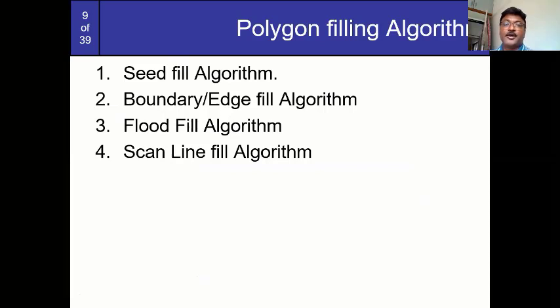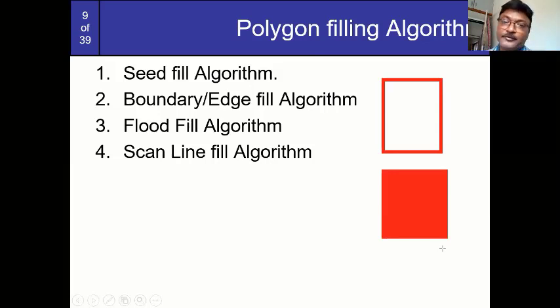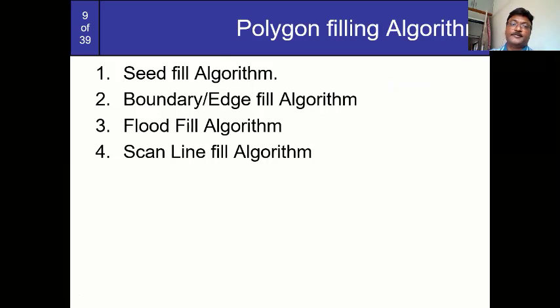Suppose I have a square here, and I have to fill it with different colors. Suppose I fill it with this color, so that becomes the output. Filling the entire area of a polygon is done by four methods: seed fill, edge fill or boundary fill, flood fill, and scanline fill. So let us come to what this seed fill is.